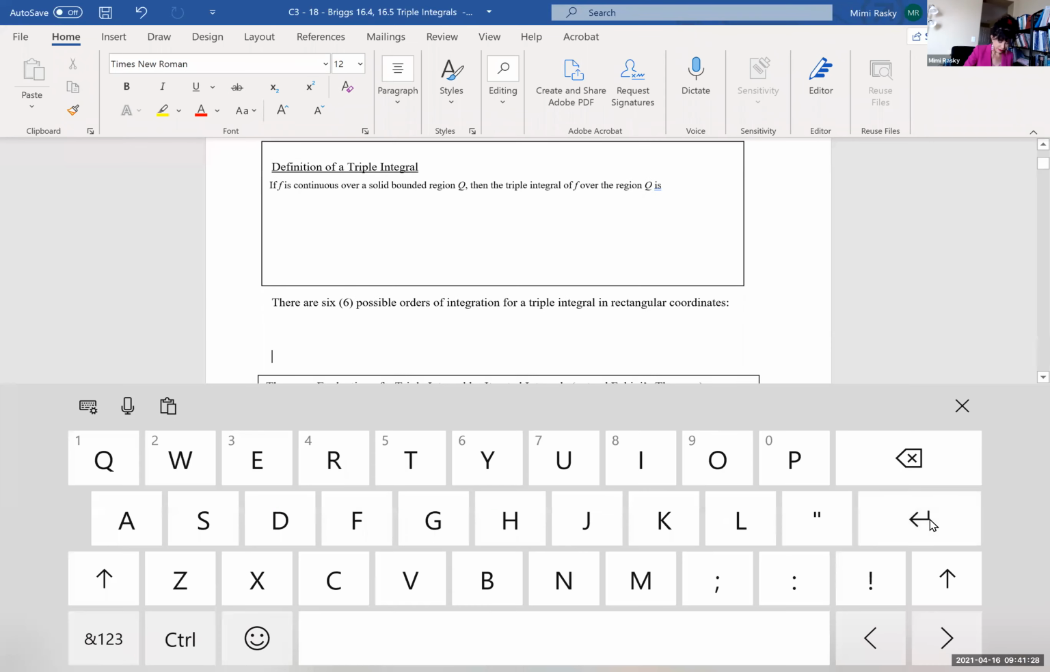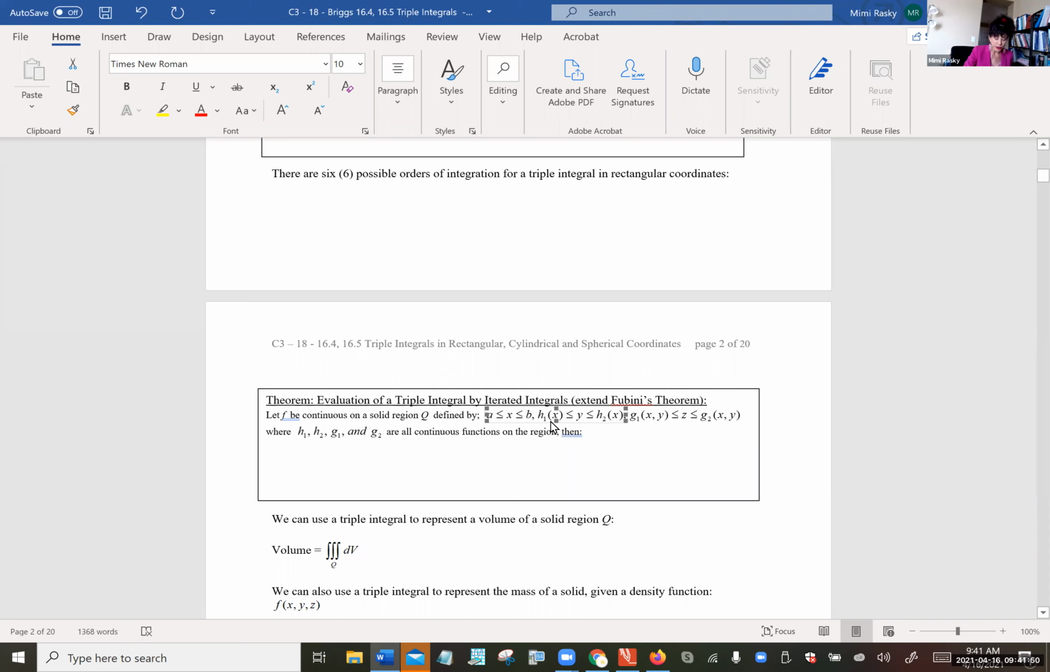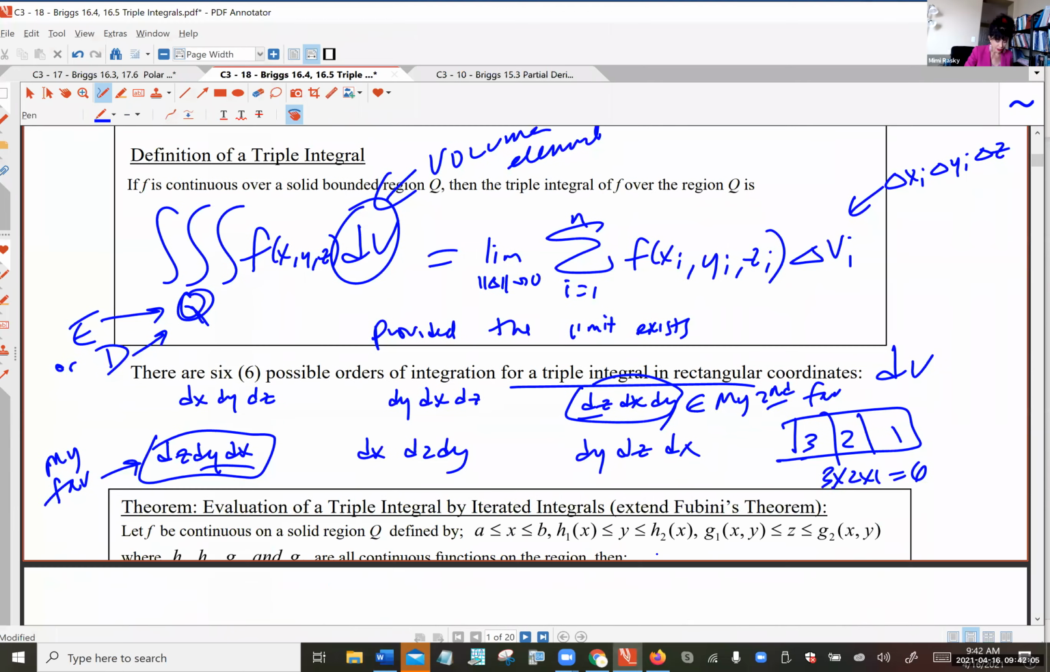So it's Fubini's, but on steroids. You're just going to extend it. So Fubini is going to help us out to iterate the triple integral. That just means put limits on it. So if you have your solid Q already defined, where x goes from a pure number to a pure number, a to b, and y goes from a function h1 of x to h2 of x, and z goes from some functions of 2 variables, g1(x,y) to g2(x,y), and all of those are continuous on the region, and that would be the solid region.